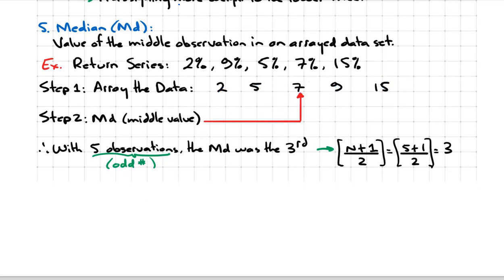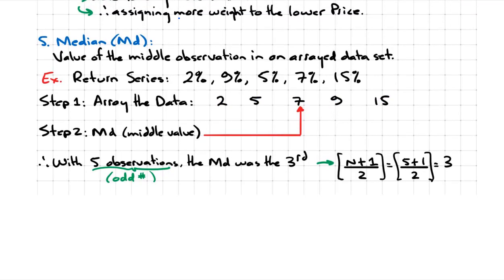Now, of course, real life is not that simple where you're only given 5 observations. You will be given large data sets. So we need a framework to identify the median value. So with 5 observations, which is an odd number, the median was the 3rd observation. Now, how did we get 3? So from 5 observations, so this is how I'm going to build up the framework. From 5 observations, how did we identify the 3rd one as the median?